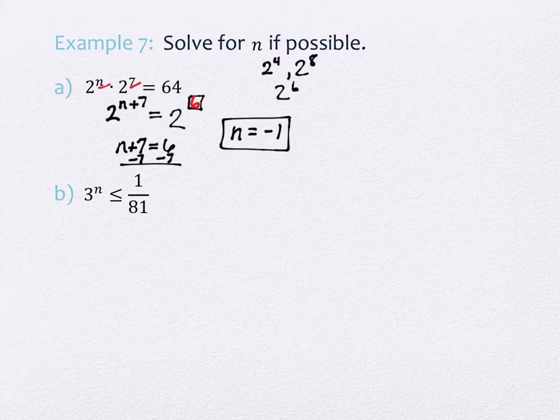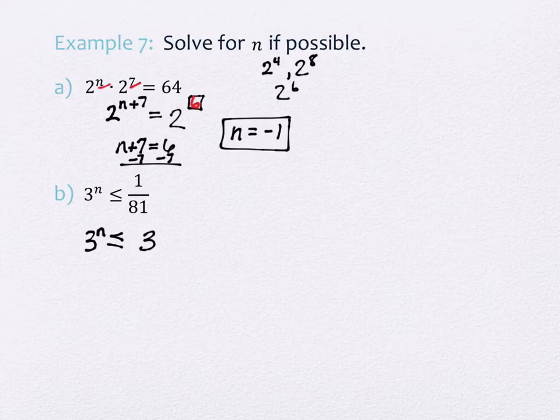Okay, let's try one more. This one is quite similar to the last one in the way we think about it. However, it is an inequality. It does have that less than or equal to sign instead of just an equation with an equal sign. The left-hand side is already in a very nice form. It's 3 to the power n. So there's nothing I can do on the left-hand side. But my goal, much like the last time, is to rewrite this so it's 3 to some power.